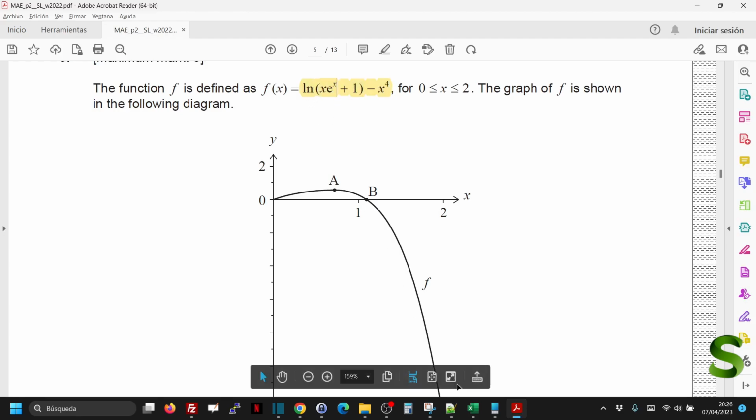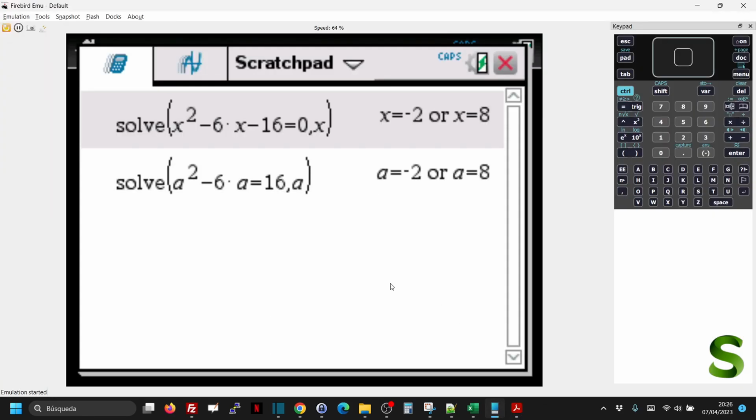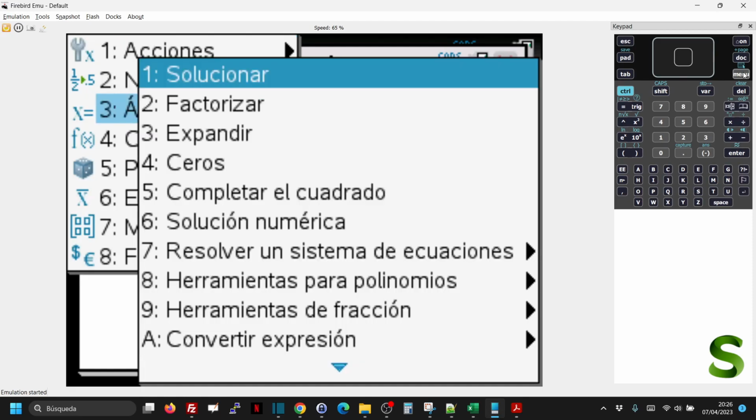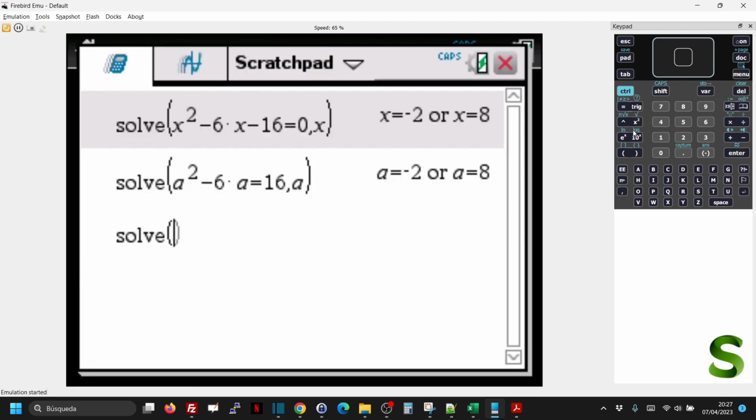Okay, so what we're going to do is write that on our calculator, with the solver. So we go to the algebra solver. I'm going to write logarithm, which is here written with the blue key, logarithm of x times e to the power of x plus 1 minus x to the power of 4. And then as I said, it has to be an equation, so it has to be equal to something. As the cutting points in the x-axis are equal to 0, it's equal to 0, and our variable is x.